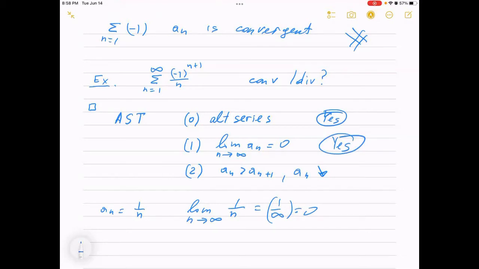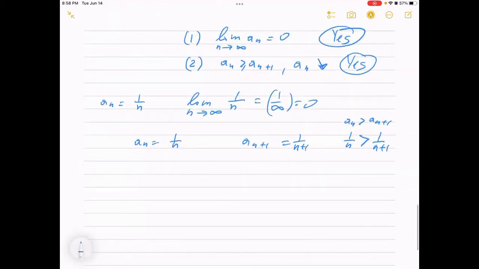Now a_n equals 1 over n, and a_(n+1) equals 1 over n plus 1, and when we compare 1 over n and 1 over n plus 1, the bigger the denominator, the smaller the fraction. So all conditions are satisfied. So all conditions of AST are satisfied.